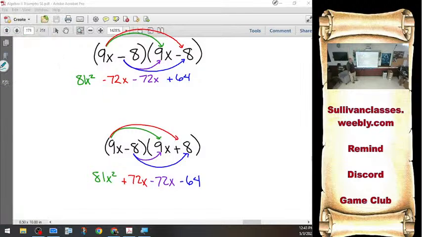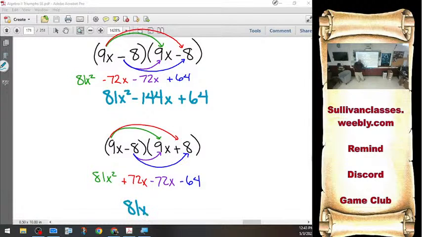Can I combine any like terms in the first one? 72x. Okay, these are both x to the first, so they can go together. That's 81x squared. What is negative 72 minus another 72? Negative 144. Ooh, fancy. Plus 64. Can I combine anything over here? Yes, positive 72 and negative 72.